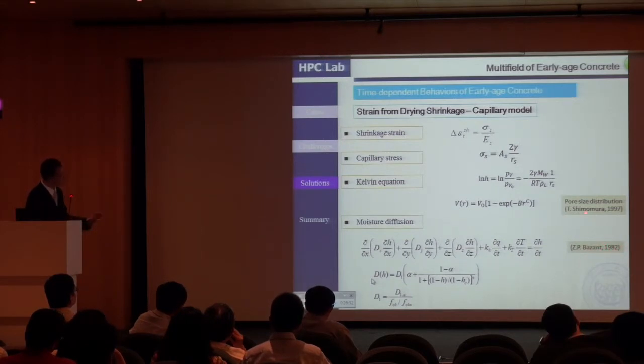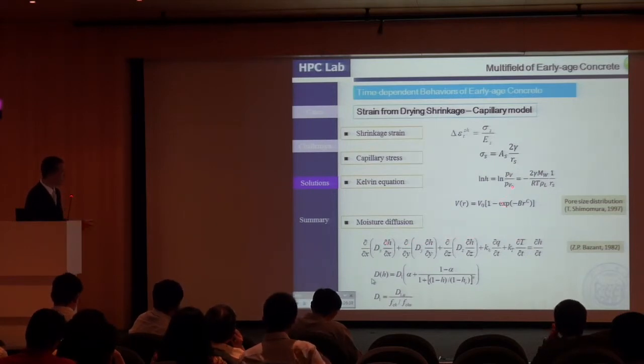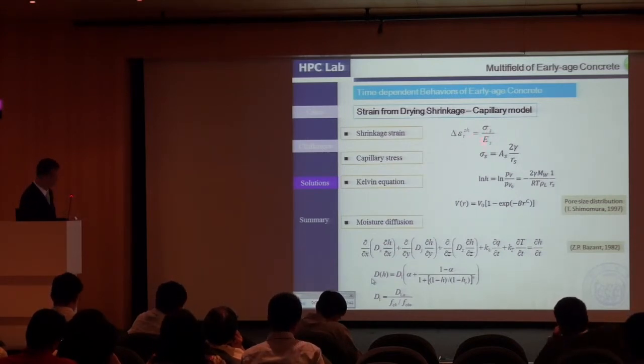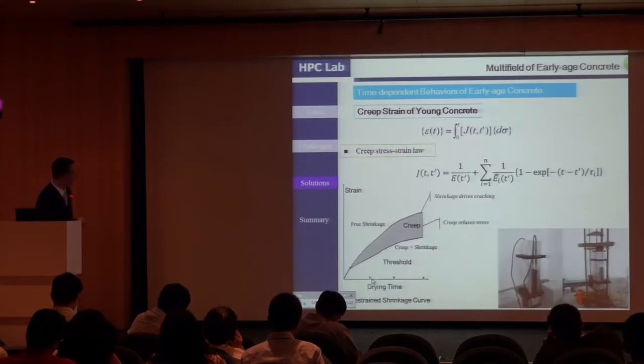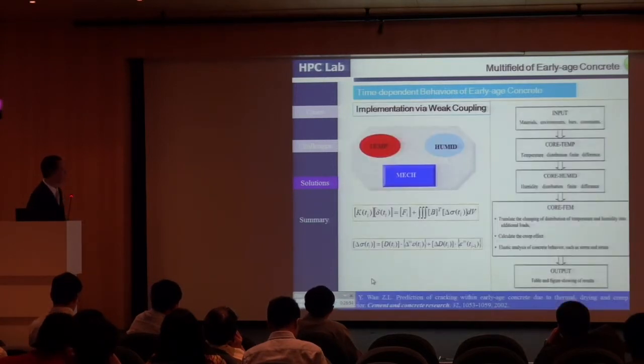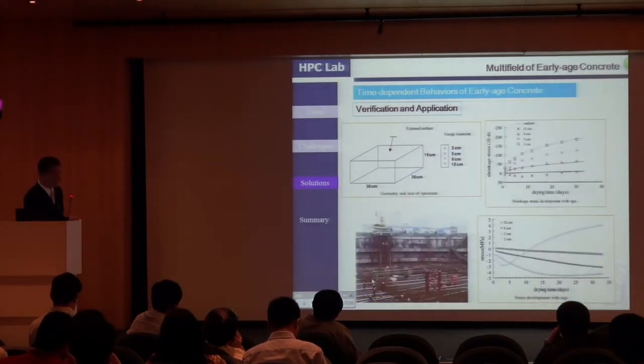And if we get the relative humidity in the whole member, we can develop some formula to calculate the drying shrinkage. And for the creep, it's easy to use the traditional formula. If we put all this together, we can calculate the stresses and the strain during the hydration.